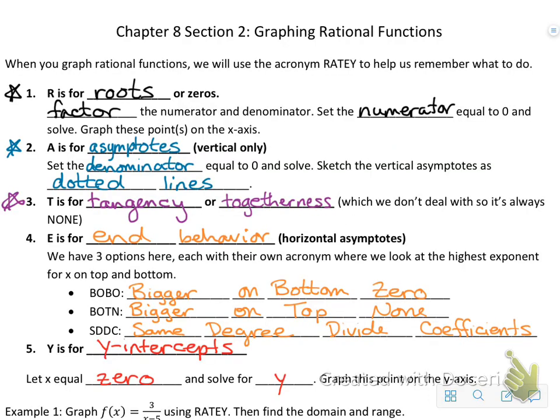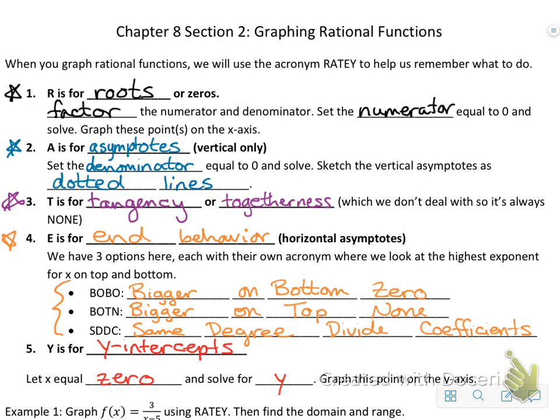4. End behavior. E is for end behavior. End behavior is a horizontal asymptote. So we had our vertical dotted line. Now we're going to have a horizontal dotted line. And we have 3 options here, each that has their own acronym, where we look at the highest exponent for x on top and on bottom. There's BOBO, bigger on bottom 0, BOTN, bigger on top none, and SDDC, same degree divide coefficients.